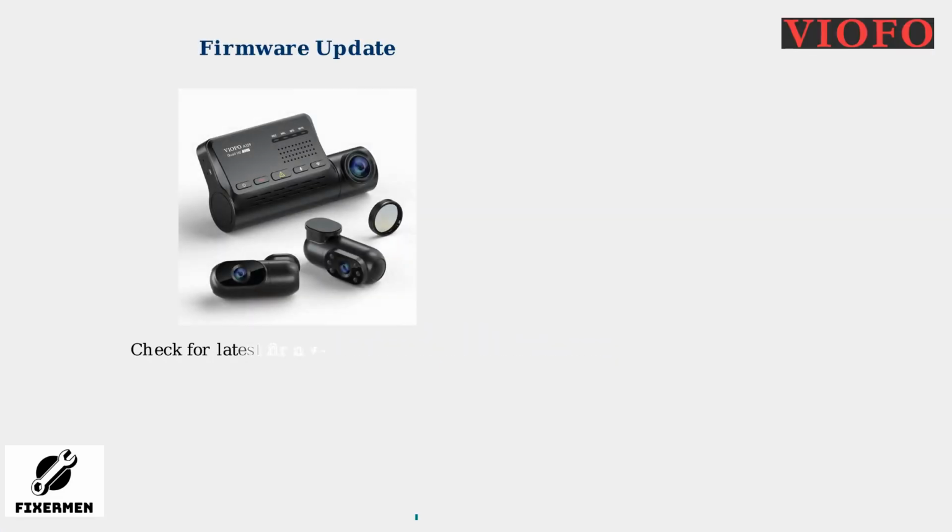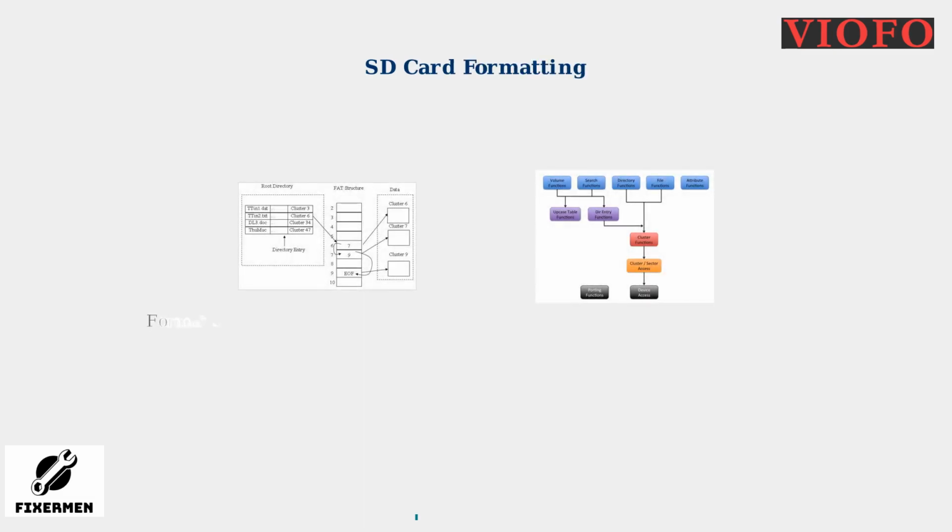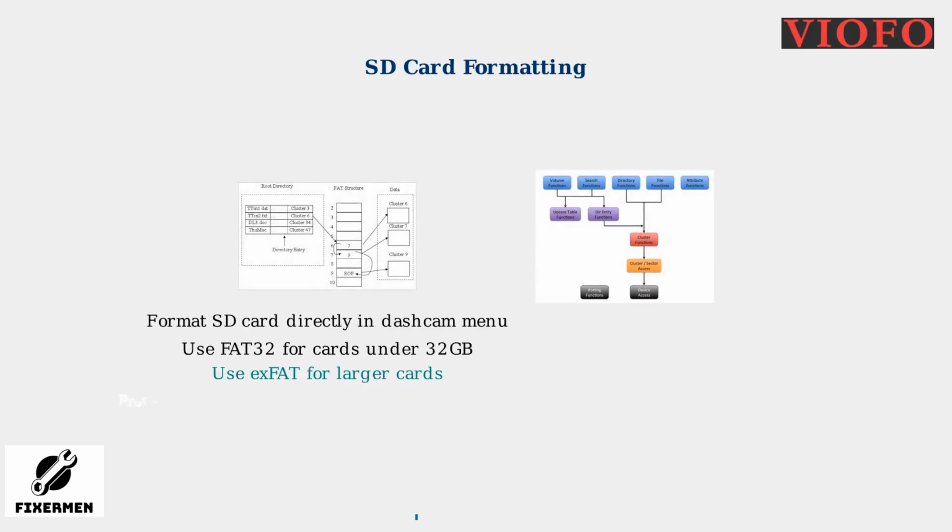First, ensure your A139 has the latest firmware. Viofo released version 1.8.2 in late 2025, which includes improved error-checking algorithms to prevent SD card corruption. Update your firmware through the Viofo app or website for optimal performance. Next, always format your SD card directly within the dashcam itself. Regular formatting prevents file system errors and maintains card health. Use the dashcam's menu options for formatting, ensuring it's formatted as FAT32 for cards under 32 GB or exFAT for larger cards.